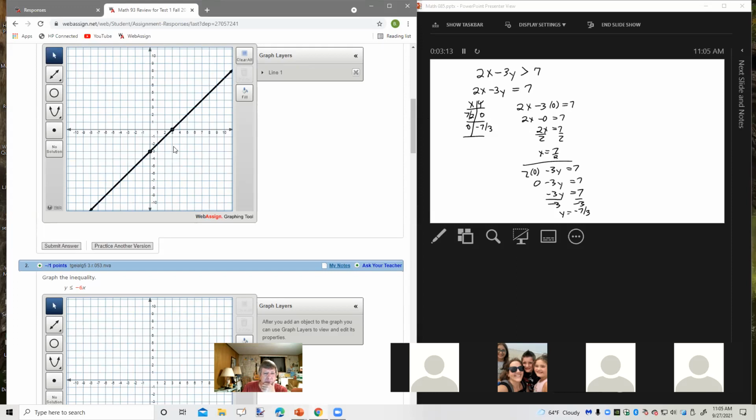Okay. But neither one of those points is where I wanted them to be. So I go up here and I click on the line. My first point, I'm going to backspace and put in 7 halves. Okay. My second point, negative 7/3.